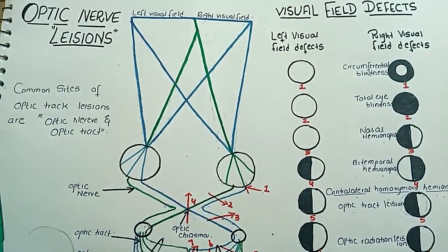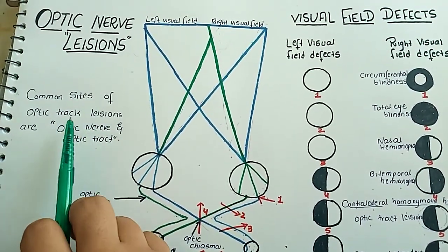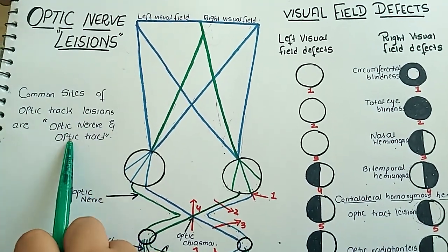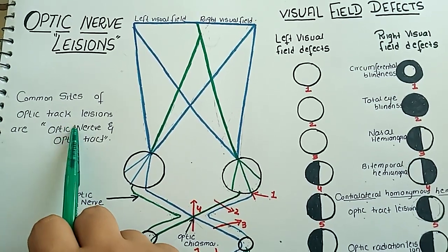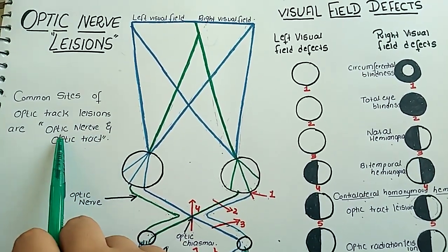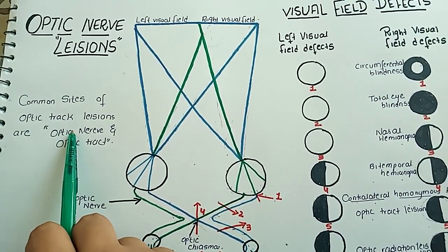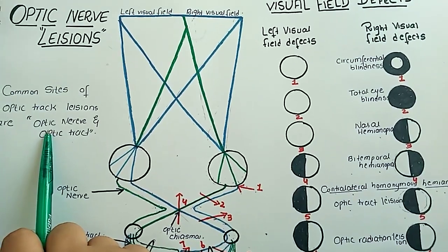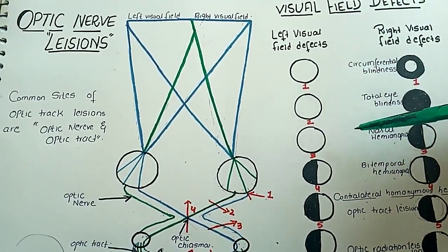And the second thing which is important is the common sites of optic nerve lesions, which are the optic nerve and the optic tract. These 2 points in the pathway of the optic nerve are the places where the nerve fibers are closely packed together. Now, I will explain each and every case of optic nerve lesion one by one.